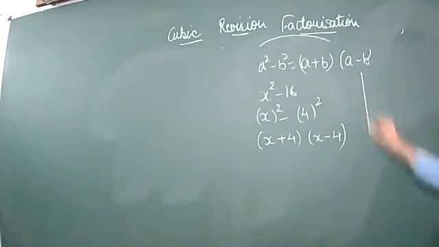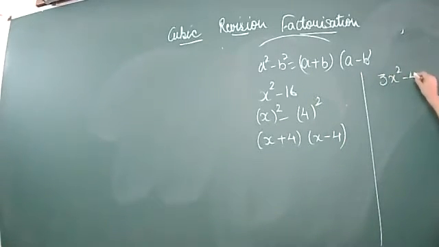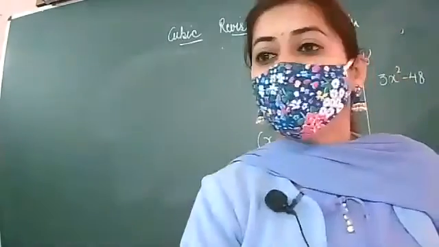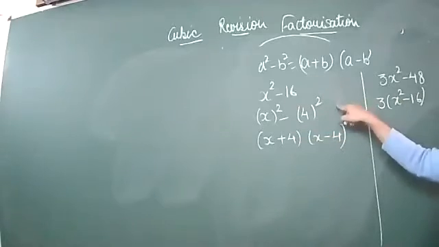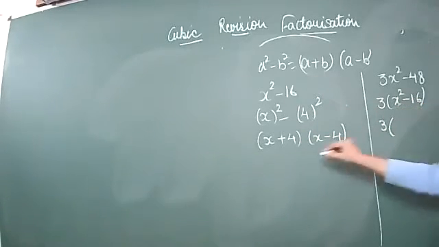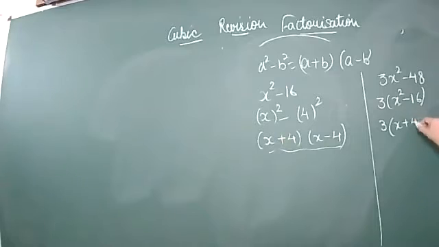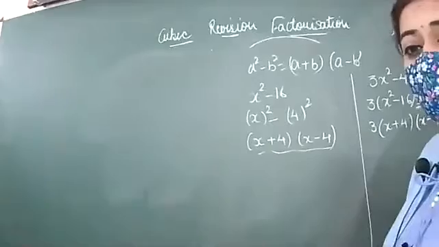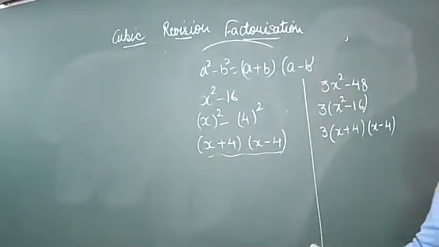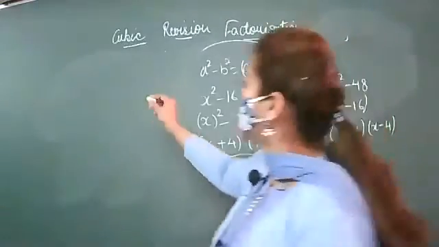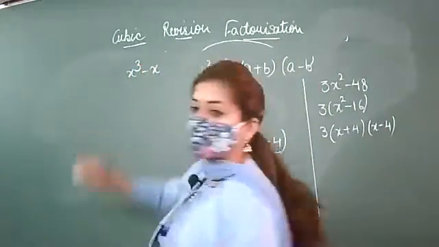Next question: suppose the term is given like this. Here, 48 and 3 are both not perfect square numbers. So what will you do? Take 3 common, and you are left with x square minus 16. Now again, use this method. 3 will be the same, and the answer of this question is 3 into x plus 4, x minus 4. You will do all these steps again, but it's compulsory to take 3 common to make the numbers inside the bracket perfect squares. Got it?